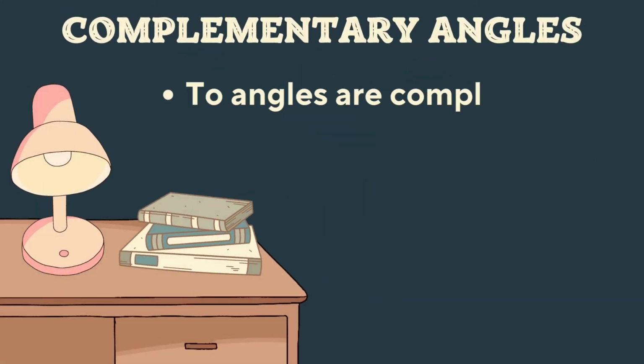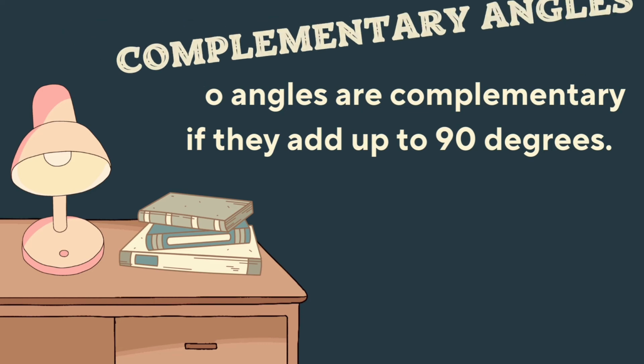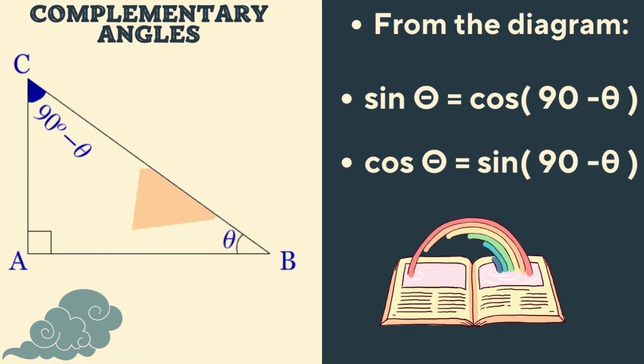In the next part of this class, we are going to be looking at complementary angles. So what then are complementary angles? Two angles are said to be complementary if they add up to make 90 degrees. So please take note of that. Complementary angles are angles that when you add them up, you are going to get 90 degrees. The knowledge of complementary angles helps us to find the unknown angle for right angle triangles.